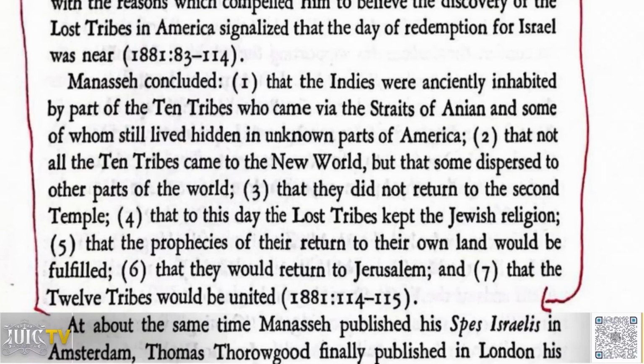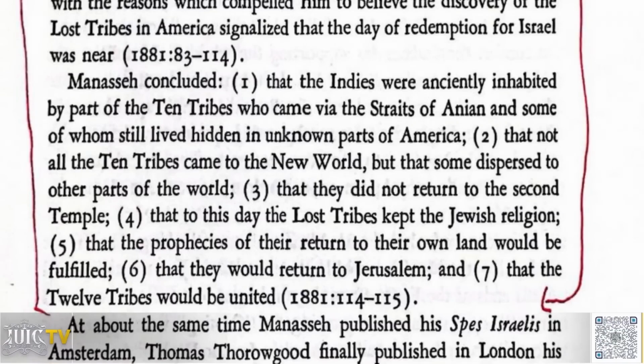That not all the 10 tribes came to the New World. That's true, all of them didn't. But that some dispersed to other parts of the world. That's true, some got left over on the other side. That they did not return to the second temple. That to this day, the lost tribes kept the Jewish religion. They kept their Judaism a secret.